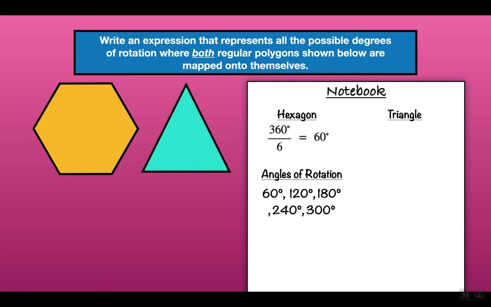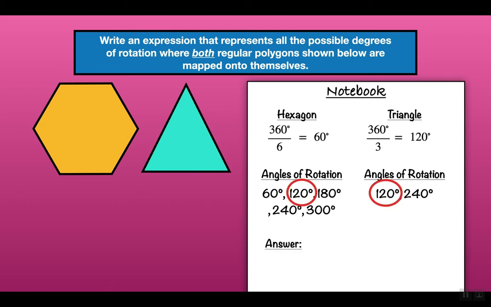Now a triangle has 3 sides, so we're going to do 360 divided by 3. And that tells us that each time I rotate it 120 degrees, it'll look exactly the way it looks now. Let's list all the angles of rotation for the triangle that are less than 360, and we have 120 and 240. Now just pick the smallest one that they have in common, which is 120, and I'll use that to write my expression. Every time I rotate both shapes 120 degrees, it'll match up to the way that it looks now.